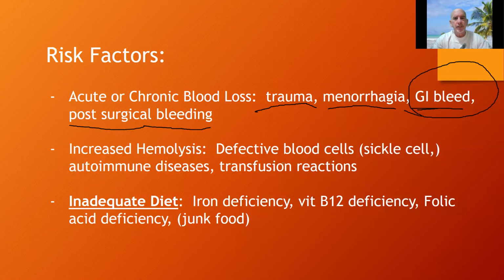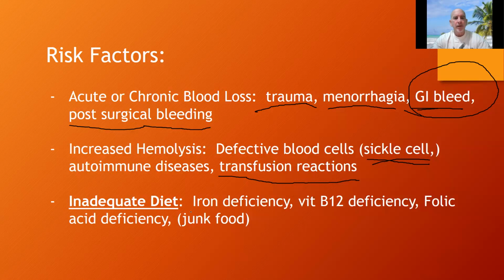Increased hemolysis, defective red blood cells. Like I said, this is one where you've got the red blood cells, but they're not doing what they're supposed to do. Or something is destroying the red blood cells. Let's say a transfusion reaction. You give type A blood to a type B person. Your immune system is going to attack that blood and start destroying it. So you're actually killing off your red blood cells. And that's not a good thing.